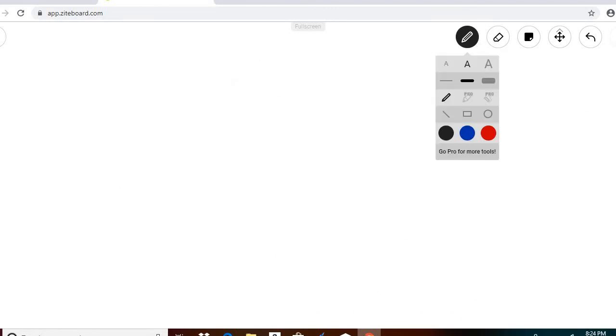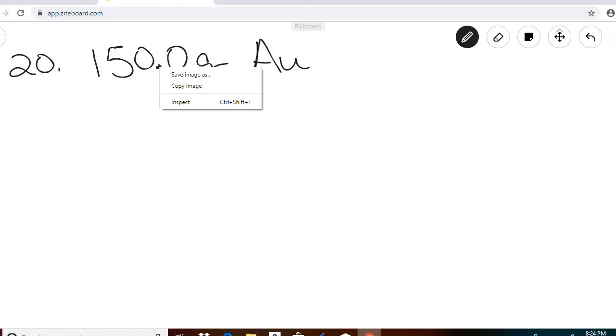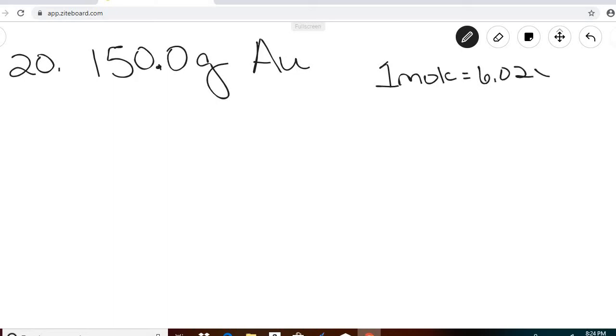Okay, number 20. How many atoms are in 150 grams of gold? So we're going to start with 150.0 grams of gold, and gold is Au. Well, the relationship that we know is that 1 mole is equal to 6.02 times 10 to the 23rd atoms. So we're asking atoms. So we need to get those grams into moles before we can go to atoms.